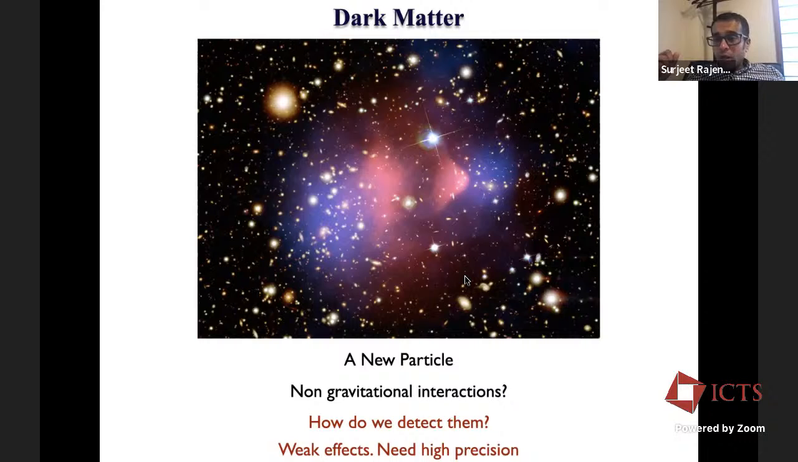And this is going to be hard precisely because the reason why we call the dark matter dark is because it doesn't interact much with the standard model. It doesn't interact much with our particles. So these effects of the dark matter are going to be pretty weak. So we need techniques with very high precision in order to be able to see these very weak effects.